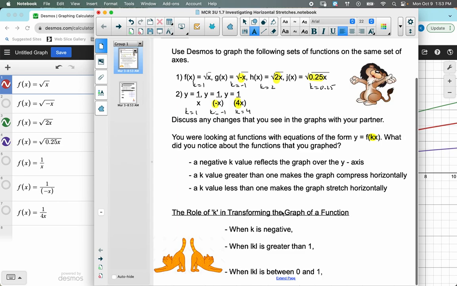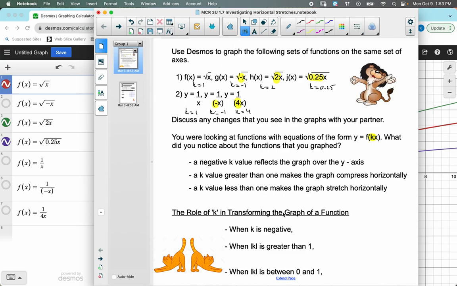Okay, so I have some fill in the blanks down here that you can probably fill in now because I just wrote them above. But in theory, if I were in class, we would talk about when k is negative, the graph reflects over the y-axis. When the absolute value of k, or the magnitude of k, is greater than 1, so even if it's like -3, all that the negative does is reflect it, and then the 3 does the work.